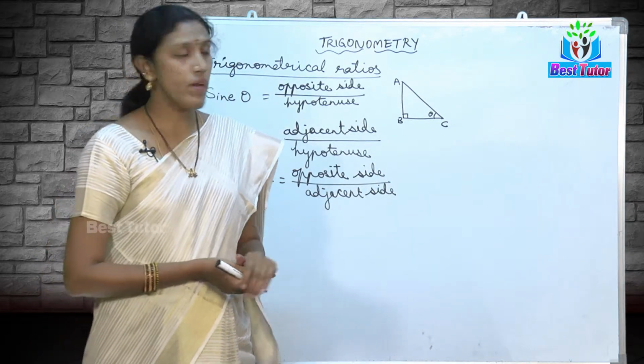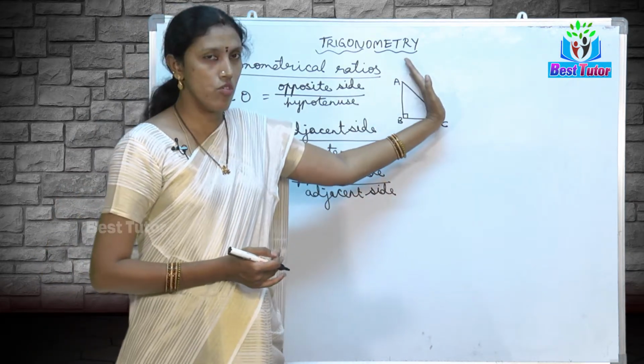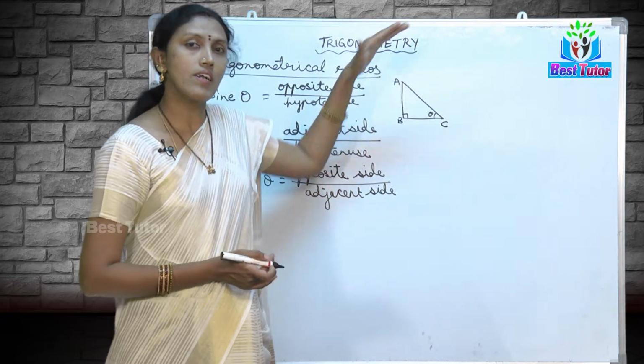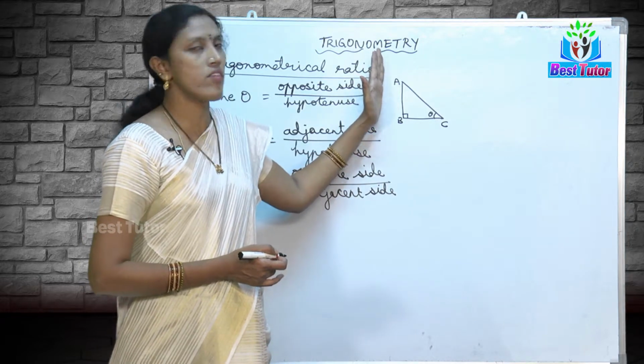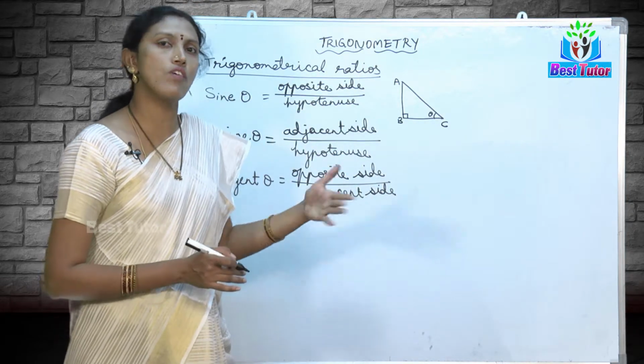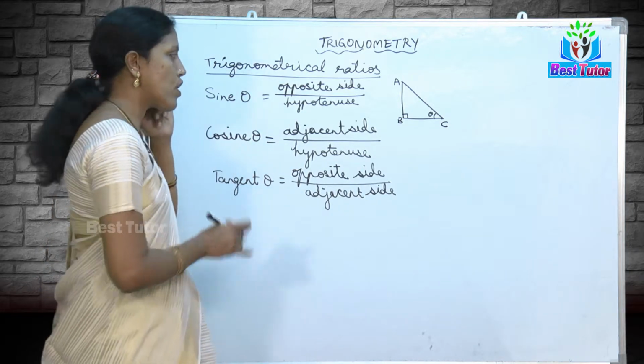Sine theta is going to be opposite side by hypotenuse. Cosine theta is going to be adjacent side by hypotenuse. Tangent theta is going to be opposite side by adjacent side. If we learn these 3, the remaining 3 ratios will follow directly. How are we going to write down? I am going to explain.